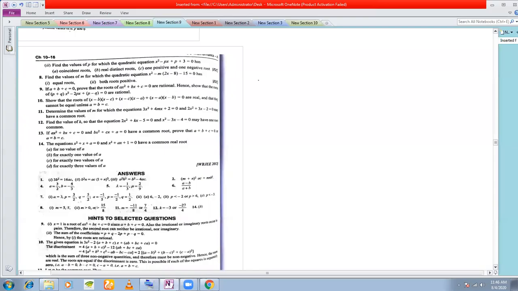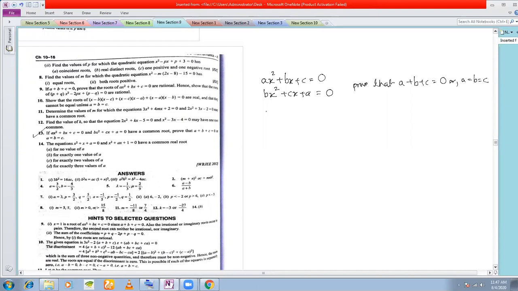Common root. Number 13, this one. If ax square plus bx plus c equals 0, and bx square plus cx plus a equals 0 have a common root, you have to show that either a plus b plus c is equal to 0 or a is equal to b is equal to c.